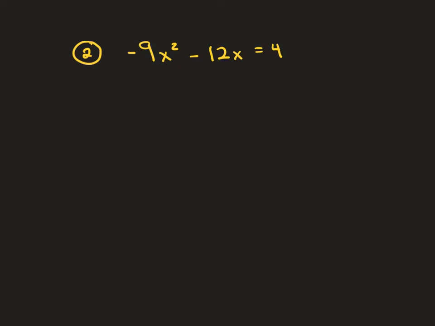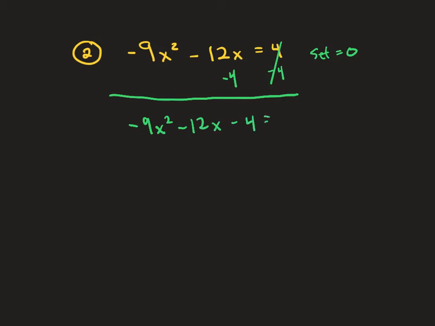Number 2, negative 9x squared minus 12x equals 4. Set equal to 0, so that 4 on the right side, we're going to move it over by subtracting it. And again, make sure you've got these in descending order: the x squared term first, the x term next, and then the constant after that. And then go ahead and label A, B, and C. So A is whatever's in front of x squared, B, whatever's in front of x, and then C.